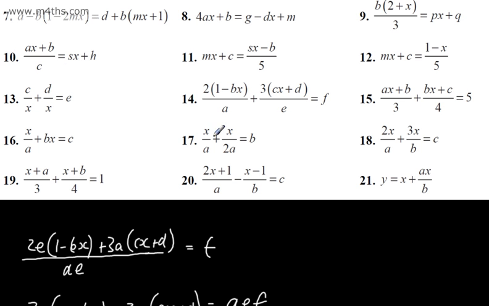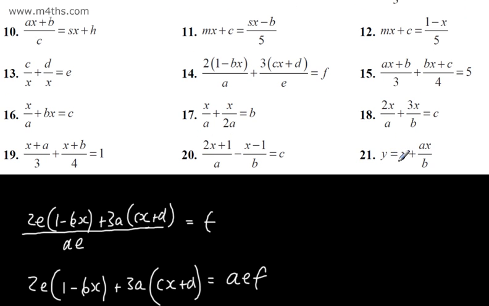Now we'll look at this one. Let's look at this one right here. So this one right here, let's do this one. We've got y is equal to x plus ax over b, and we need to make x the subject. What I'm going to do is combine the fraction here. So I'm going to get a common denominator. The common denominator is going to be b.